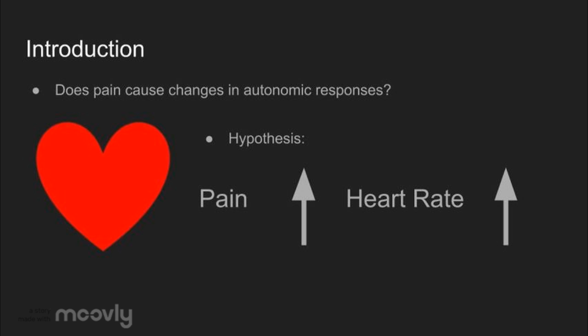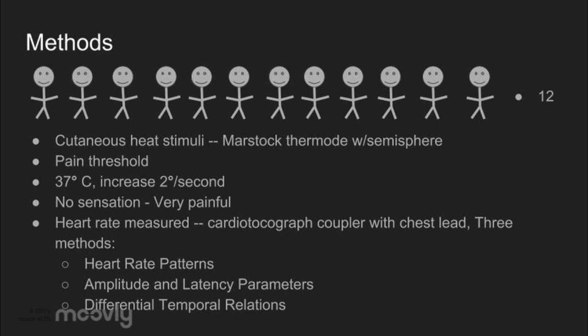Previous investigations of pain stimulation have used mainly aversive sound or weakly defined pain stimulation. However, this study used a distinct and different method of pain stimulation, which was the application of heat. This study involved 12 healthy subjects who gave their informed consent. A cutaneous heat stimulus was applied to the subject's right hand using a Marstock thermode, with the semisphere for the subject to determine their pain threshold.